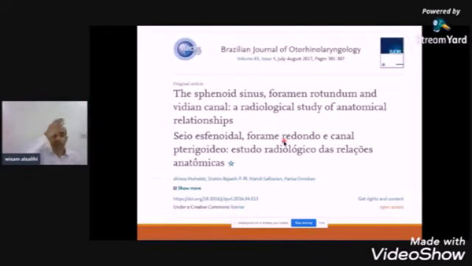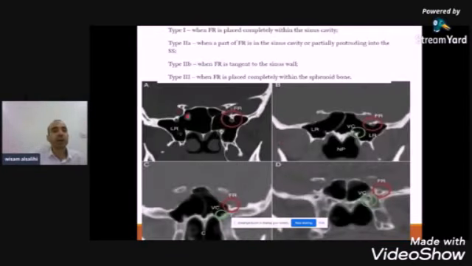Also, there is a classification of the sphenoid sinus according to the foramen rotundum and the Vidian canal. Type 1, where the foramen rotundum is placed completely within the sinus cavity. Type 2A, when a part of the foramen rotundum is in the sinus cavity, partially protruding into the sphenoid sinus. Type 2B, when the foramen rotundum is tangent to the sinus wall. Type 3, when the foramen rotundum is placed completely outside the sphenoid sinus. Also, there is the same classification for the Vidian canal, the same as for the foramen rotundum.